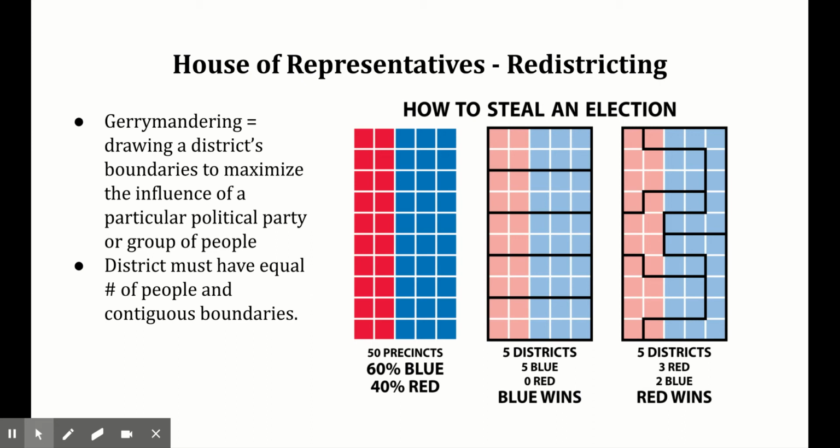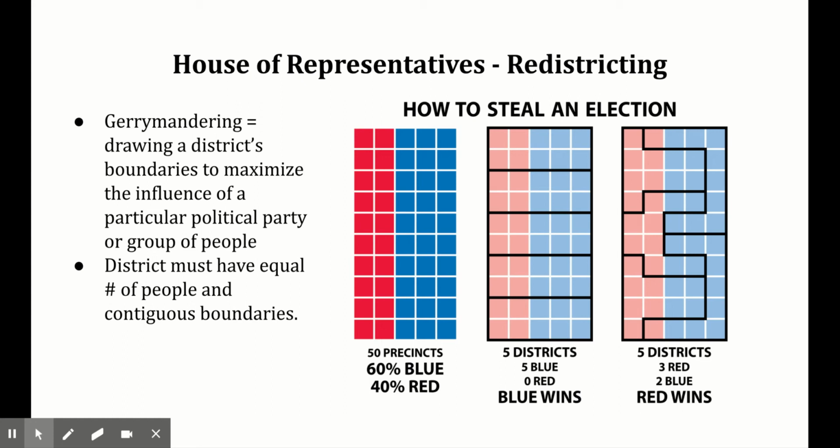Now, I have to just say this just to be unbiased for you that if the Democrats are in office when the US Census data takes place, they also have the opportunity to gerrymander the districts. And what we mean by gerrymandering the districts is they can draw the districts in such a way that the boundaries maximize the influence of a political party or a group of people.